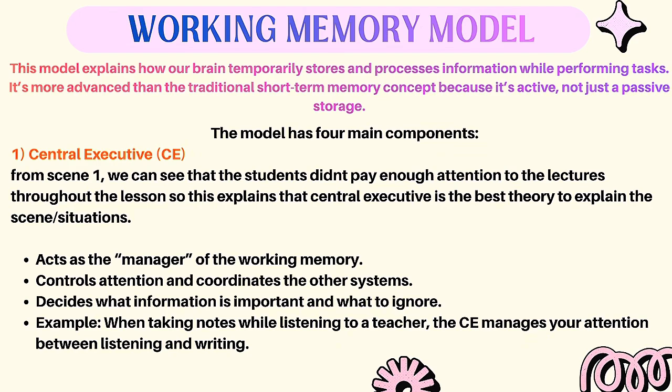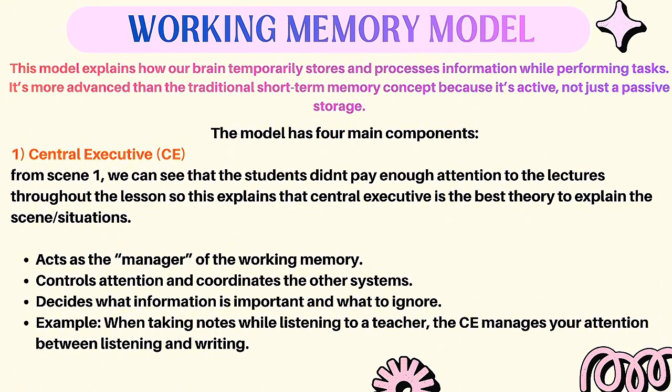I'll be explaining the working memory model. First and foremost, this model explains how our brain temporarily stores and processes information while performing tasks. It is more advanced than the traditional short-term memory concept because it is active, not just passive storage. The model has four main components. The first one is the central executive. From scene 1, we can see that the student didn't pay enough attention to the lectures throughout the lesson, so this explains that the central executive is the best theory to explain the scene or situation.